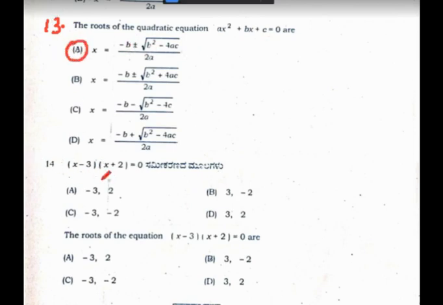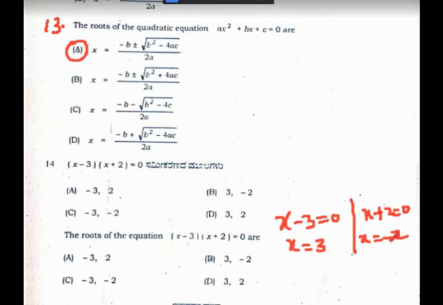Moving on to the 14th question. x minus 3 times x plus 2 is equal to 0. We have to find the roots. So there are two factors, we will equate separately with x minus 3 is equal to 0 and x plus 2 is equal to 0. x minus 3 is equal to 0, obviously x will be 3. x plus 2 is equal to 0, obviously x will be minus 2. Correct option for 14th question is B.